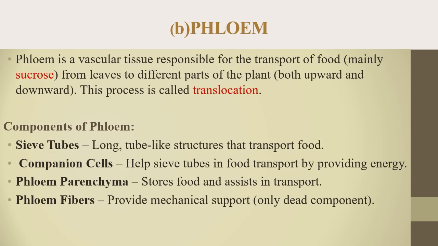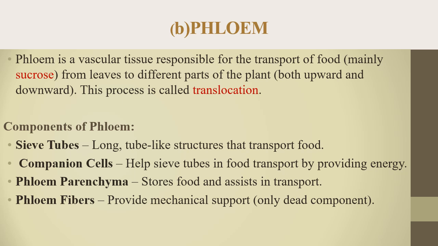We learned how plants transport water from roots to different parts of the plant. Then how does food travel from the leaves to other parts of the plant? So here is the answer. The answer is phloem. Phloem is a complex permanent tissue responsible for transporting food mainly in form of sucrose from leaves to all parts of the plant. Unlike xylem, which transports water in one direction, phloem allows the movement of food in both directions, upward and downward. This process is known as translocation.